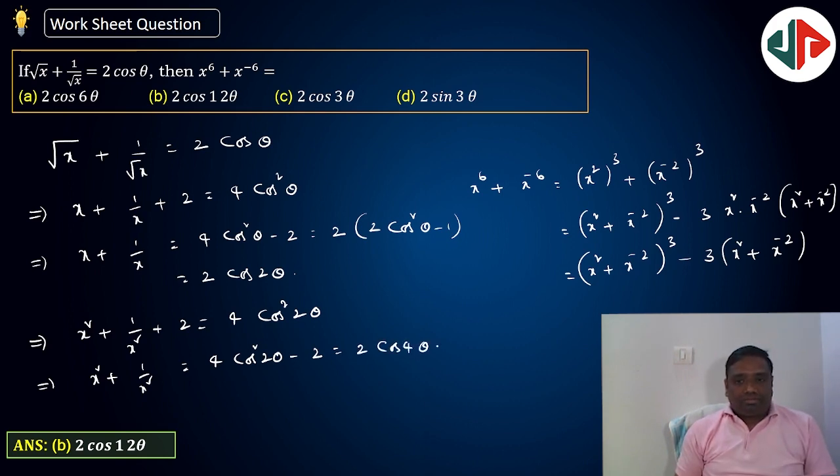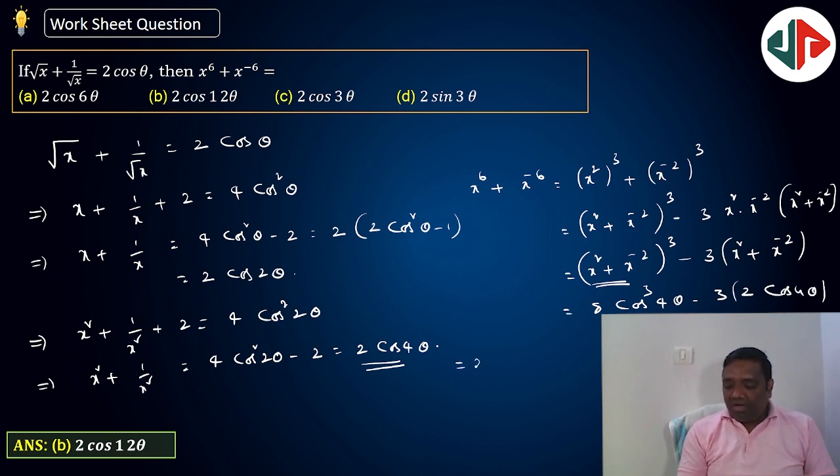Now I have the x square plus 1 by x square value in terms of theta. If we substitute it here, my question is completed. If we substitute in this value, it becomes 8 times cos cube 4 theta minus 3 times 2 cos 4 theta. If you take 2 common, then what value will exist? 4 times cos cube 4 theta minus 3 times cos 4 theta. Which form is it? The cos 3 theta formula only. So that is why this value is 2 times cos of 12 theta.